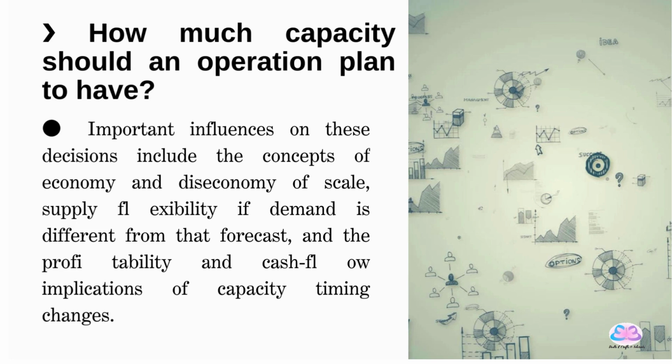Now, the last key question is how much capacity should an operation plan to have? Important influences on these decisions include the concept of economy and diseconomy of scale, supply flexibility if demand is different from the forecast, and the profitability and cash flow implications of capacity timing changes.